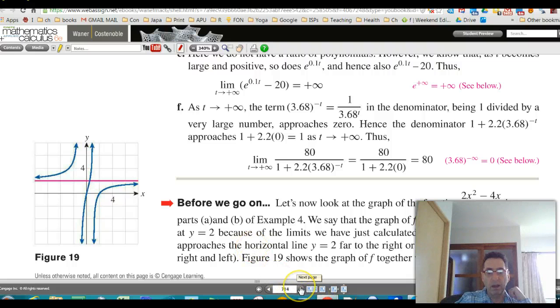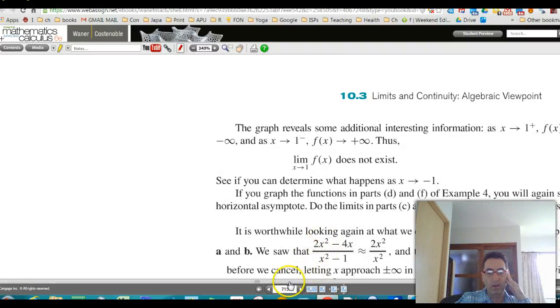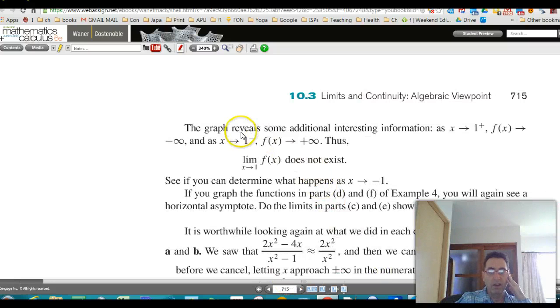So let's go back to there. The graph reveals some additional interesting information. As you approach positive 1 from the right, it goes to negative infinity. As you approach positive 1 from the left, it approaches positive infinity. So first of all, since they are different, as you approach from one direction, you get positive infinity, and you approach from the other direction, you get negative infinity. So one of these is negative, one of these is positive, and we say the limit doesn't exist, because in order to say that it exists, you have to get the same thing from both sides.